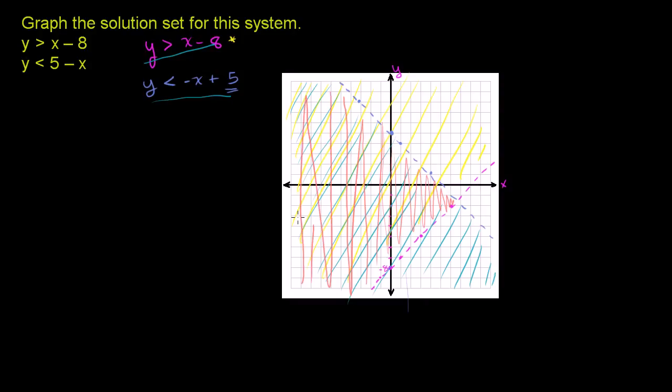All of this area, all of that area right there is the solution set for this system. And you can verify it. Pick a random point in this area and see it'll satisfy both inequalities. And a really easy one is x is equal to 0, y is equal to 0. That's part of our solution set. Let's try it out. If y is 0, 0 is greater than 0 minus 8. That's true. 0 is greater than negative 8. If you do the second inequality, 0 is less than 5 minus 0. That's true. 0 is less than 5. And you can try it out with any points here. This orange area is our solution set.